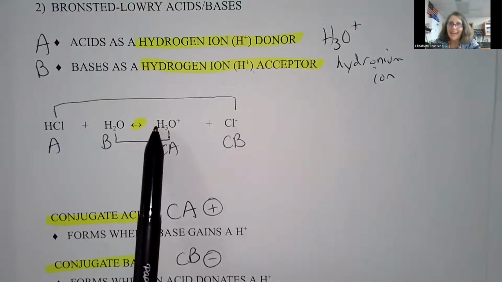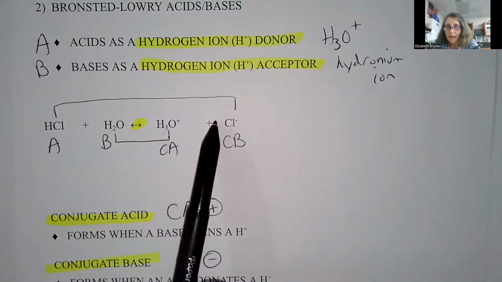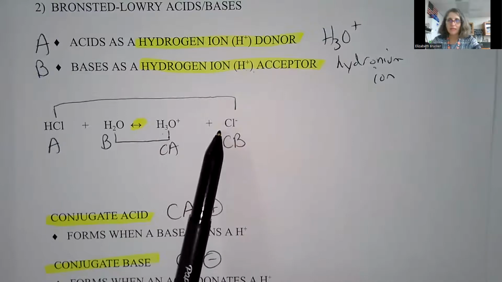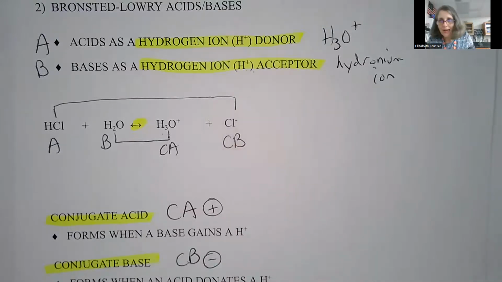Acids will always have an H in them. This does not have an H, okay? So acid base, in my sense of the word, comes down to H. Who has it and who doesn't have it is really all acid base is, okay?